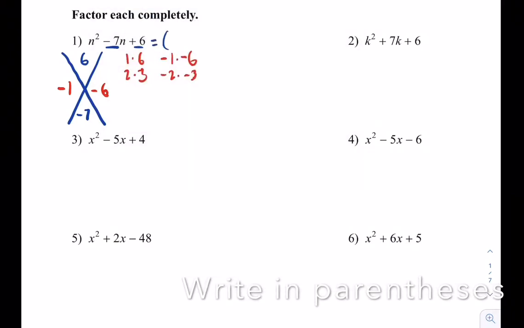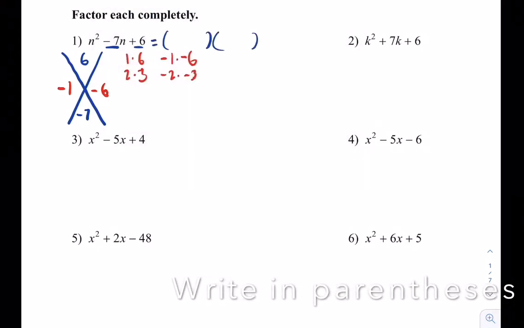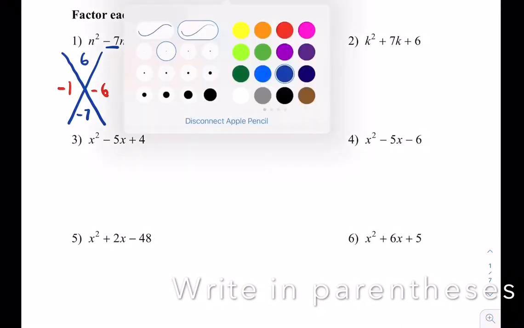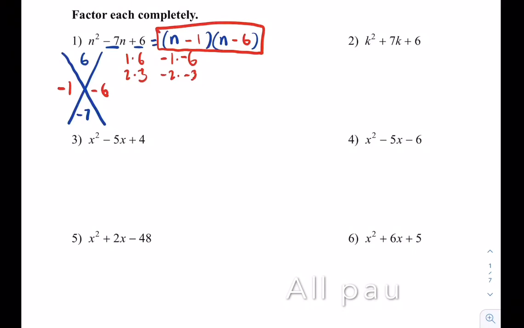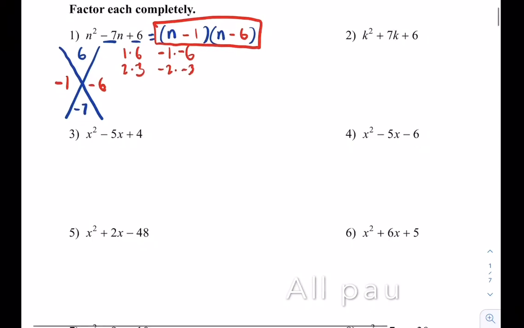And then we're going to put it into our factors. And this one we're dealing with n, so whatever variable, you just put that variable in there. We have two factors, minus 1 and minus 6, and that's our answer. So n minus 1 times n minus 6, because it multiplies to positive 6 and adds to negative 7.